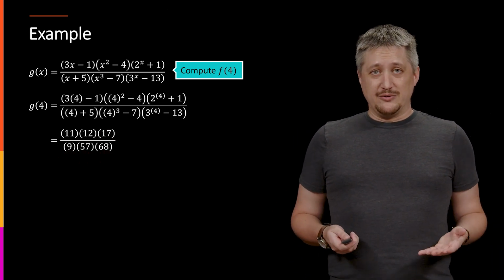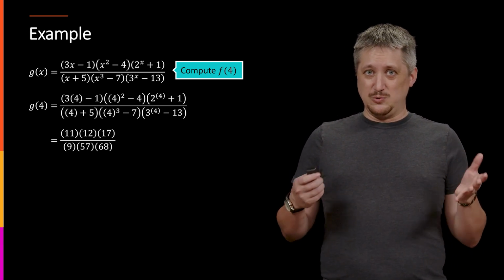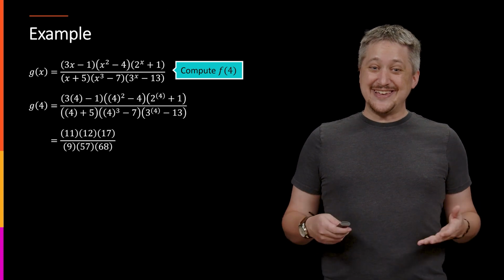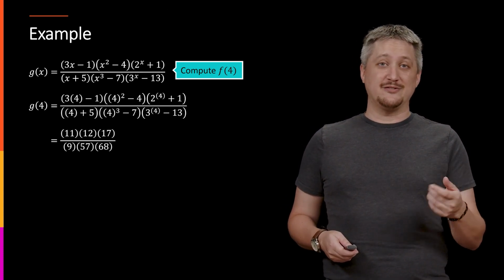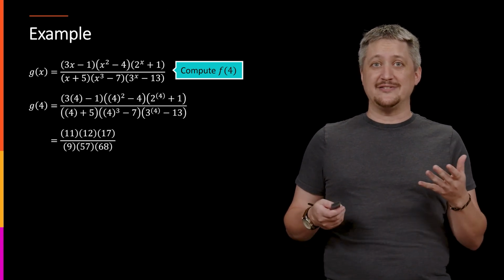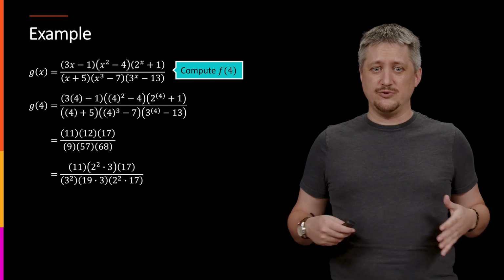Now I could multiply all those together. That would be a nightmare. Like it's doable, but ew, right? So instead what I'm going to do is factor the numbers. 11 is prime, I can't factor that, but 12, I can make that as 3 times 2 times 2. And I can do that for all of the individual pieces.